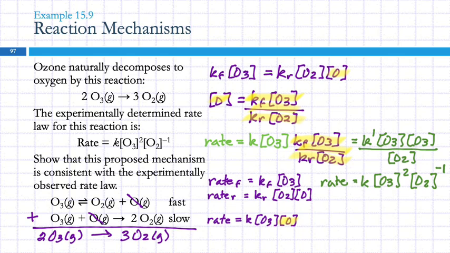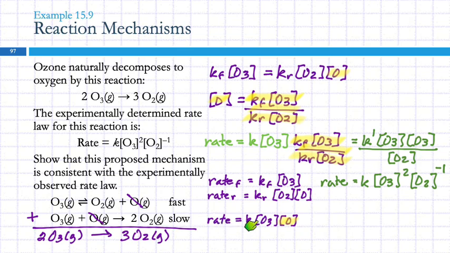Is there a reason you couldn't just solve for O over O3, or could you solve for either one and still get the same answer? Is there a reason I solved for O here, for this one? Yeah, like the first rate you wrote, rate is equal to K O3 at the bottom. Mm-hmm. So could you just solve for O3 instead?